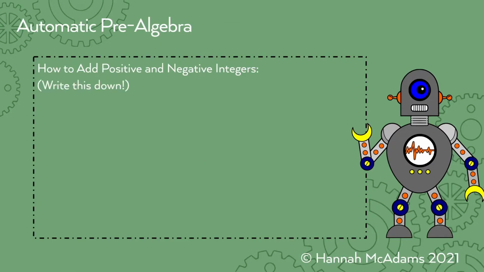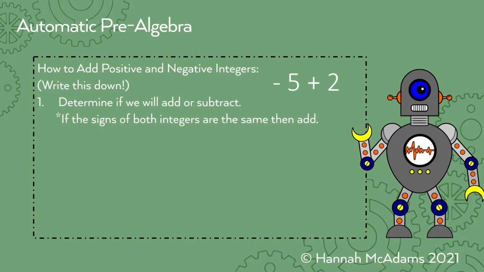All right. How to add positive and negative integers. So write this down. Are you writing? No. Well, you need to. Okay, negative 5 plus 2. Determine if we will add or subtract. So we look at the signs to do that. If both signs are the same, then we're going to add. If the signs are different, then we're going to subtract. Well, look at this. Negative and positive, that's different, right? So we're going to subtract.